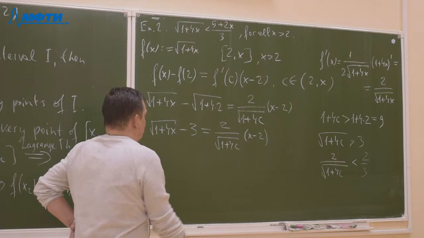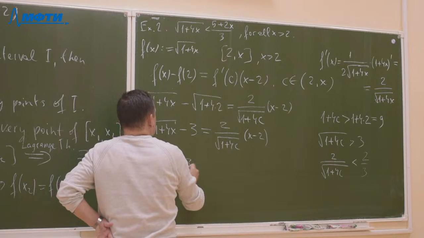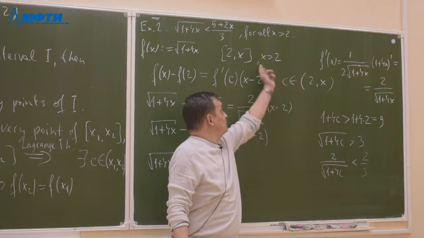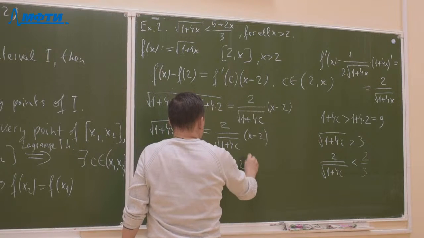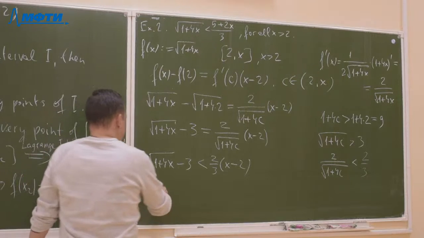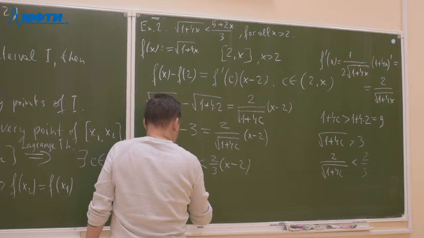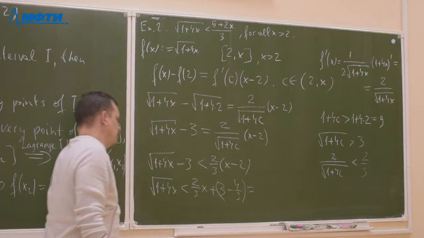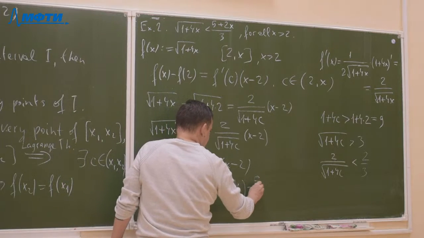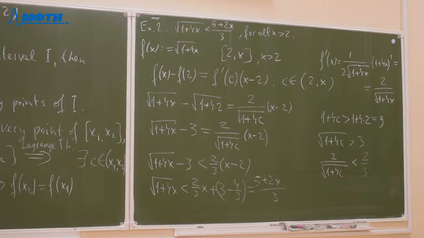So, if we apply this inequality to our equality, we obtain the inequality, less than, because x minus 2 is positive by our supposition, we have strictly less than 2 over 3 x minus 2, and it gives square root of 1 plus 4x strictly less than 2 over 3x plus 3 minus 4 over 3, and that is just 5 plus 2x over 3 as we wanted. That's it. Okay.